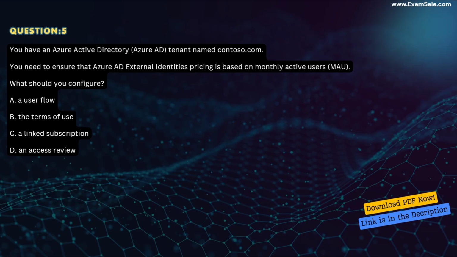Question 5. You have an Azure Active Directory (Azure AD) tenant named Contoso.com. You need to ensure that Azure AD external identities pricing is based on monthly active users (MAU). What should you configure? A. A user flow. B. The terms of use. C. A linked subscription. D. An access review. Correct answer: C.